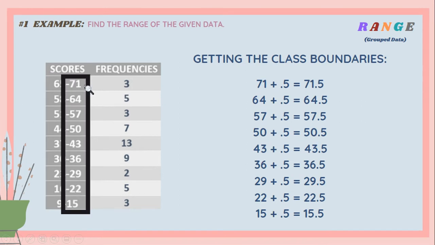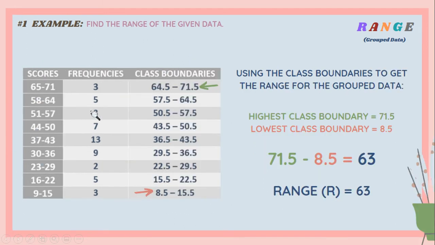And then for the higher class limits, we need to add 0.5 to each one of them. So 71 plus 0.5 is equal to 71.5. 64 plus 0.5 is equal to 64.5. 57 plus 0.5 is equal to 57.5. 50 plus 0.5 is equal to 50.5, and so on. And then next, here we already got all the class boundaries from the class limits.